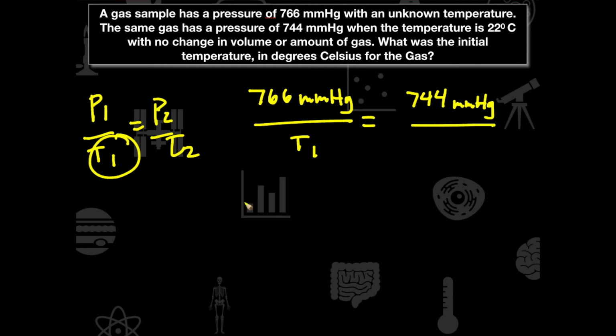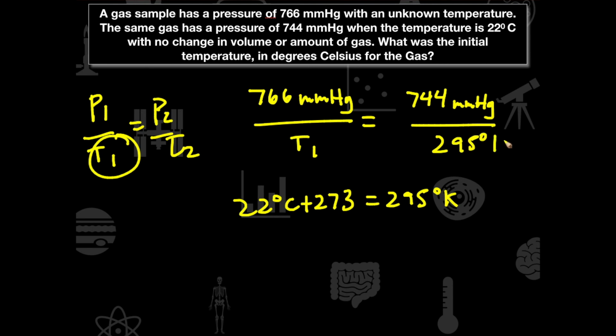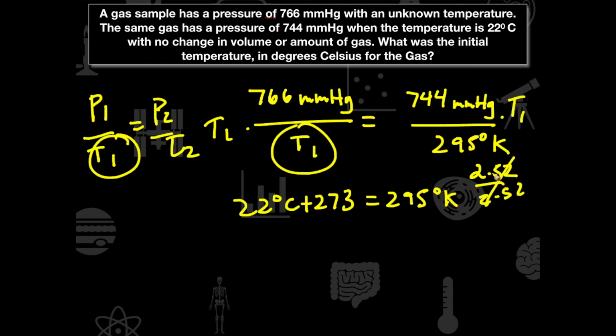Dividing that by 22 degrees Celsius plus 273, which is equal to 295 degrees Kelvin. So now all I have to do is solve for T1. So I'll do 744 divided by 295, and that should be 2.52. I'll multiply both sides by T1, and then divide by 2.52 on both sides. 766 divided by 2.52, I'm going to get an initial temperature of 303.96 degrees Kelvin.